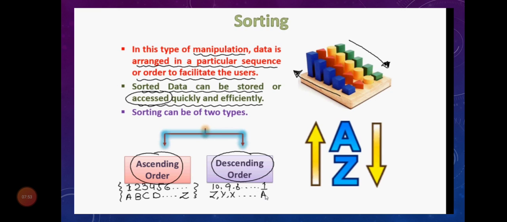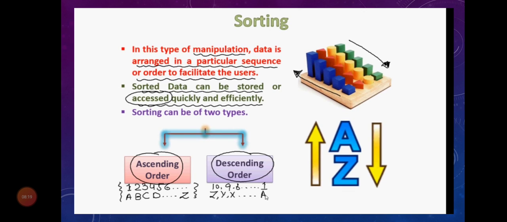Sorted data can be of two types. Ascending order means top to bottom, like 1, 2, 3, 4, 5, 6, and so on, or in alphabetical order, A, B, C, D to Z. And descending order means bottom to top, like 10, 9, 8, 7, 6, and so on, and in alphabetical order, Z, Y, X, and towards A. This is called sorting.